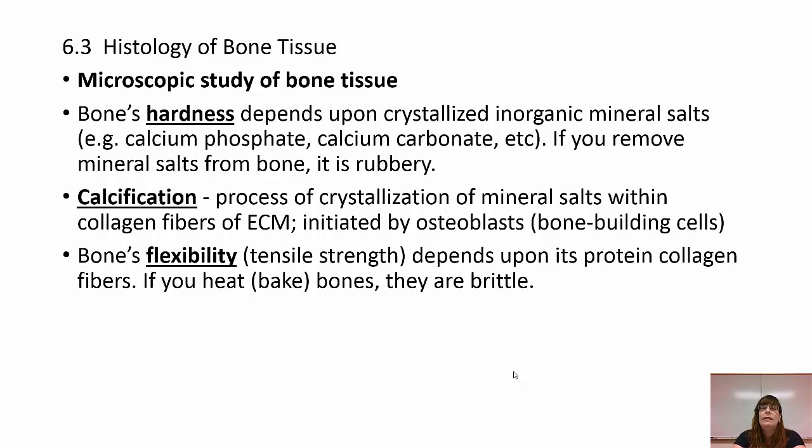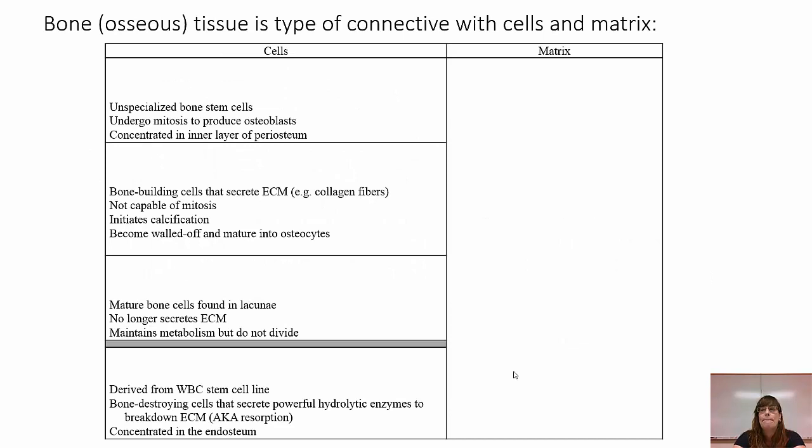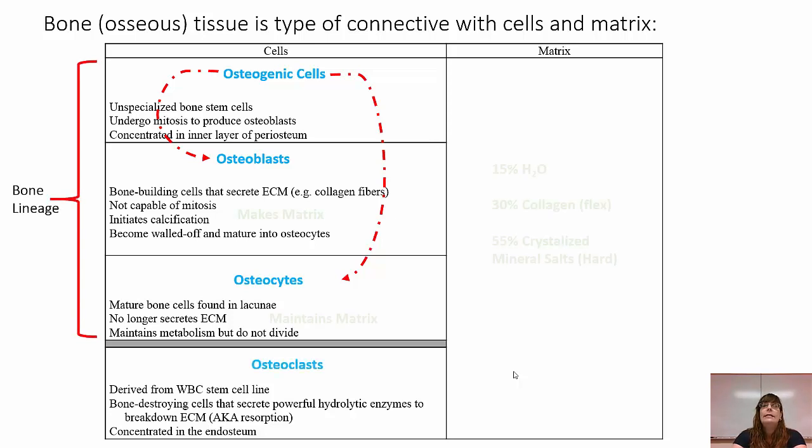And a bone's flexibility or tensile strength actually depends on its protein collagen fibers. If you bake bones, they actually become really brittle and they break really easily. So this is a nice little chart that shows you the cells and the matrix in bone tissue.